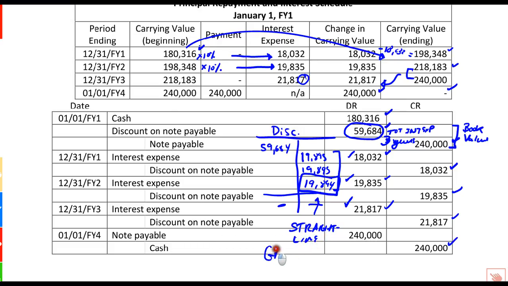It's GAAP, but not preferred. So straight line. And in general, what does that mean if something's permitted but not preferred? What that means is if the difference between the permitted and preferred methods aren't material, then it's not an issue. You can use the other method.